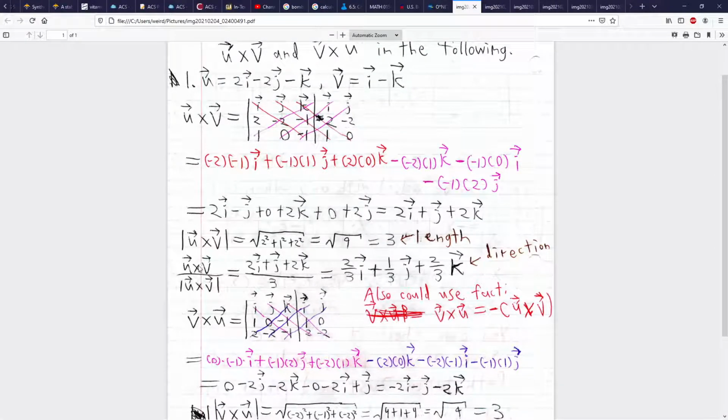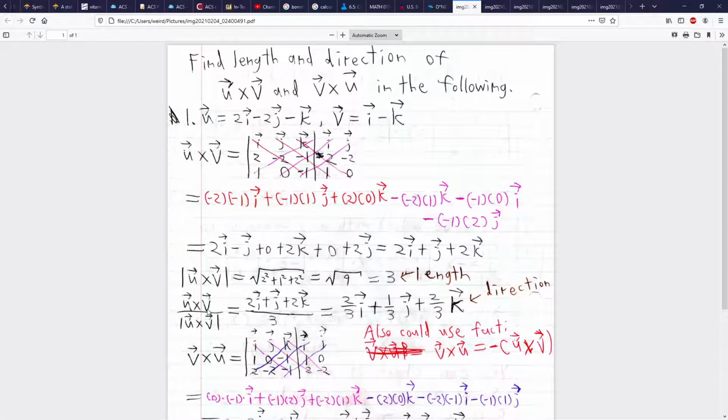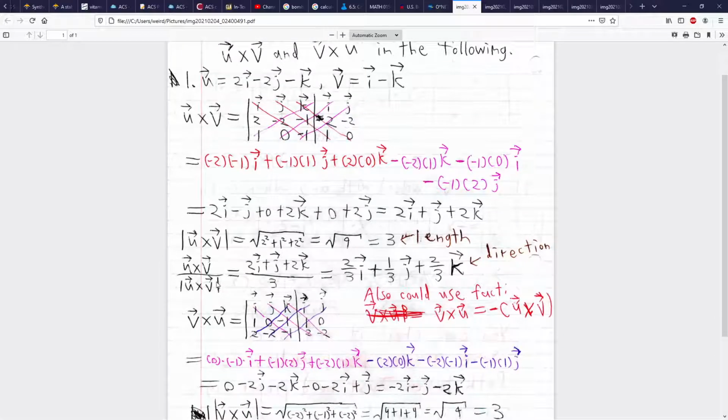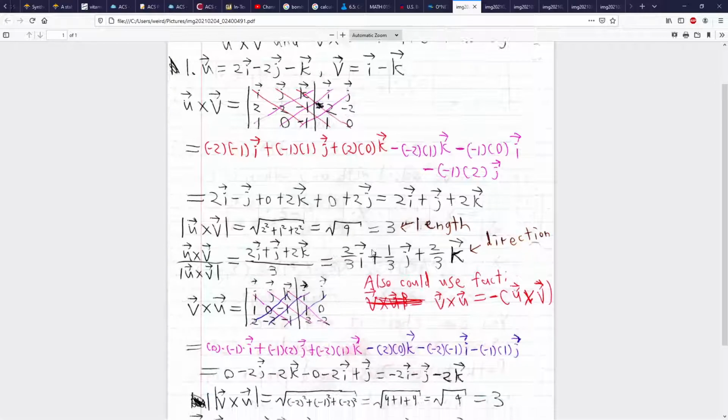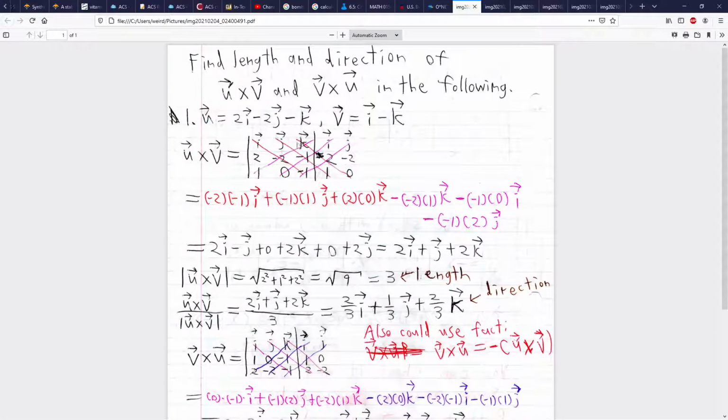And now u cross v over the length, so the magnitude of u cross v. If you do this division, it'll give you the direction, as you know from previous sections, in particular the last section. But yeah, there isn't much to say. It's mostly the same as before, besides that determinant here. But you just have to follow along.